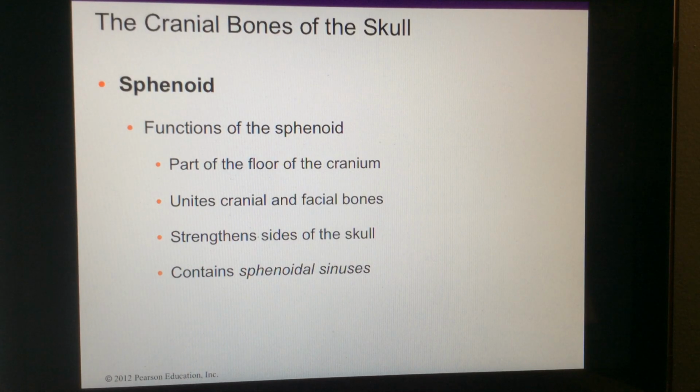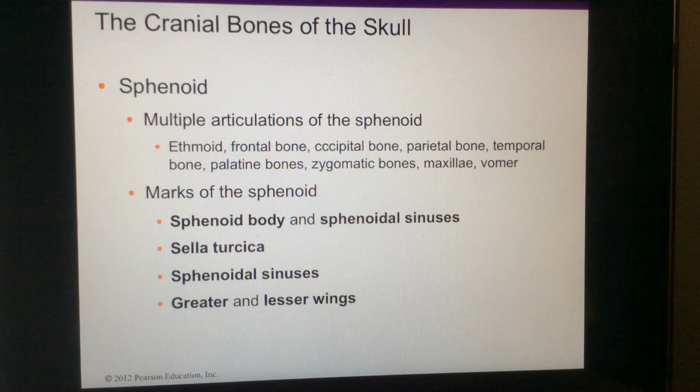Sphenoid. It's going to be wedge-shaped. It's wedged between the cranial and the facial bones, and so it looks like a bat with wings extended. It basically makes up the floor of the cranium, unites the cranial and facial bones, acts as a cross brace to help strengthen the sides of the skull, and also contains sphenoidal sinuses to help clean up the surfaces of the nasal cavities. But it's really hard to appreciate because it's covered by the more superficial bones of the cranium.